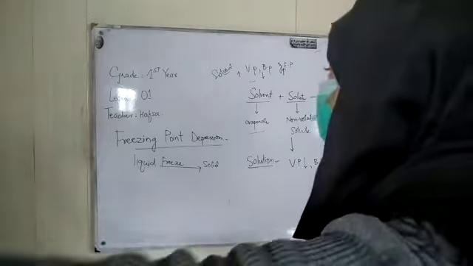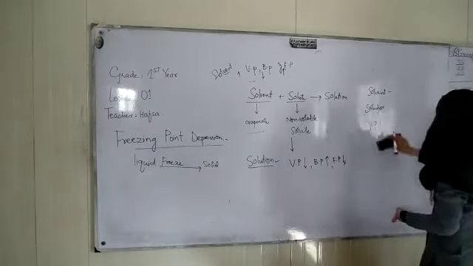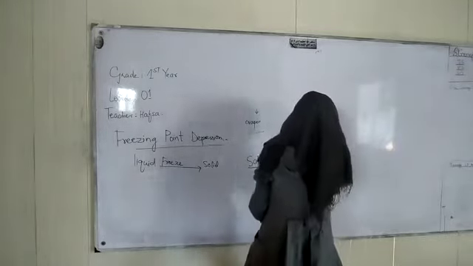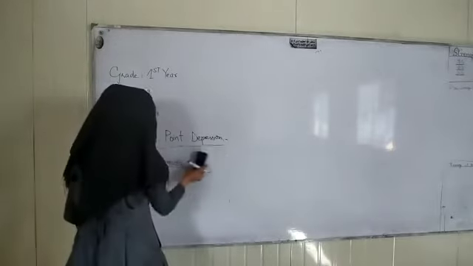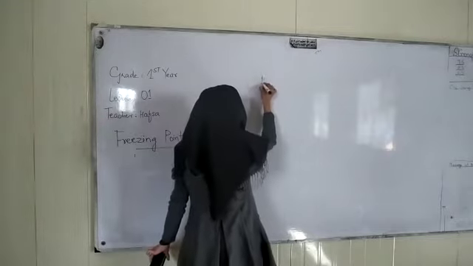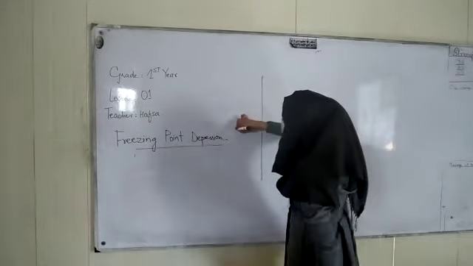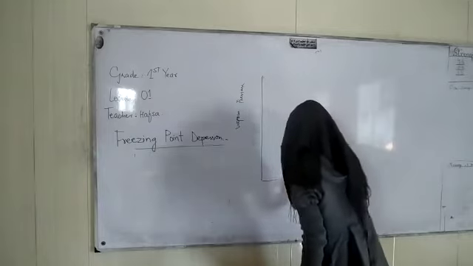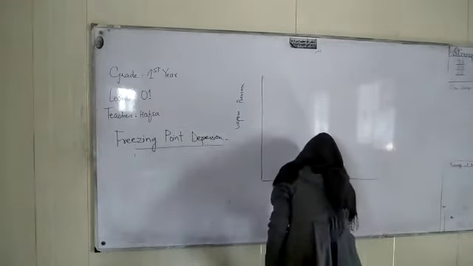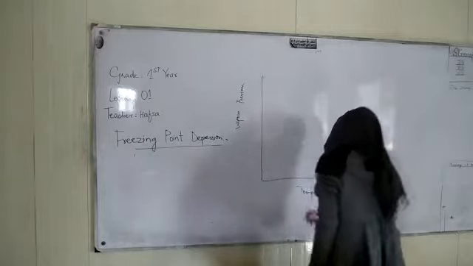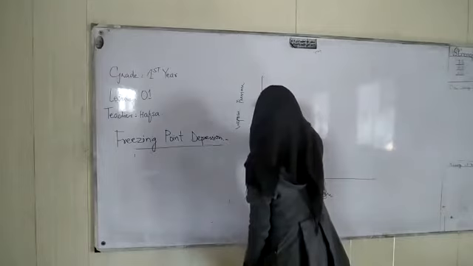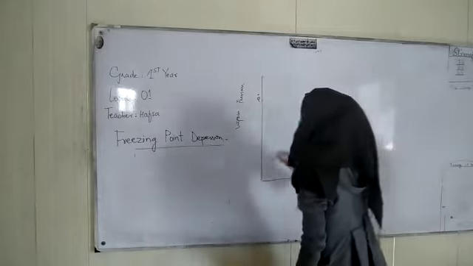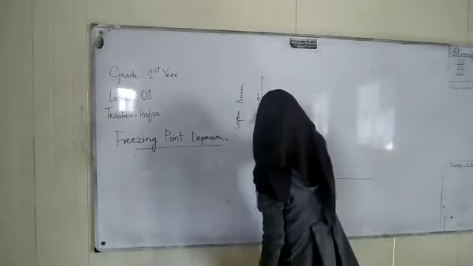Now we draw the graph. I will elaborate it with the help of a graph. On the vertical axis, I am taking vapor pressure. On the horizontal axis, I am taking temperature. For the vapor pressure of pure solvent, I am denoting it with P naught, and the partial vapor pressure I am denoting with P.